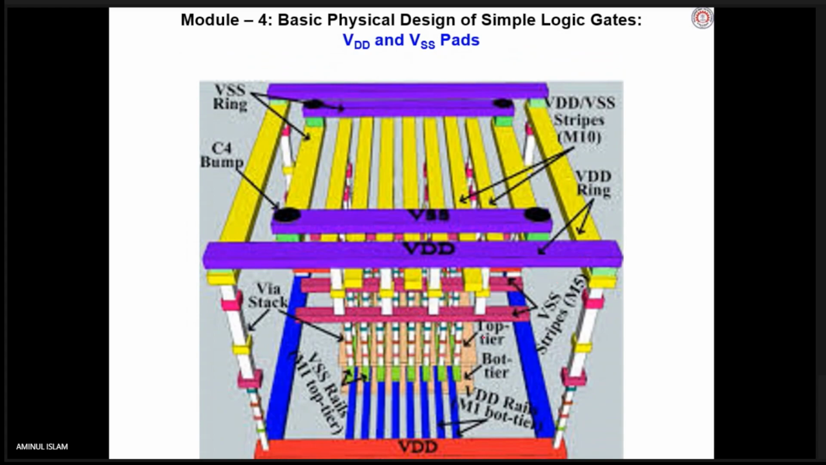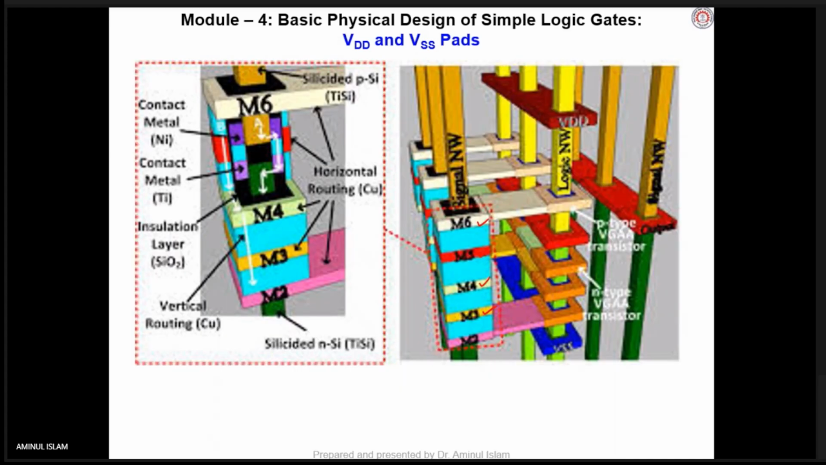Here is another diagram which shows how VDD and VSS lines are made. This is another example. Metal 6 at the top is thicker and wider compared to metal 2, and metal 1 is even farther at the bottom.